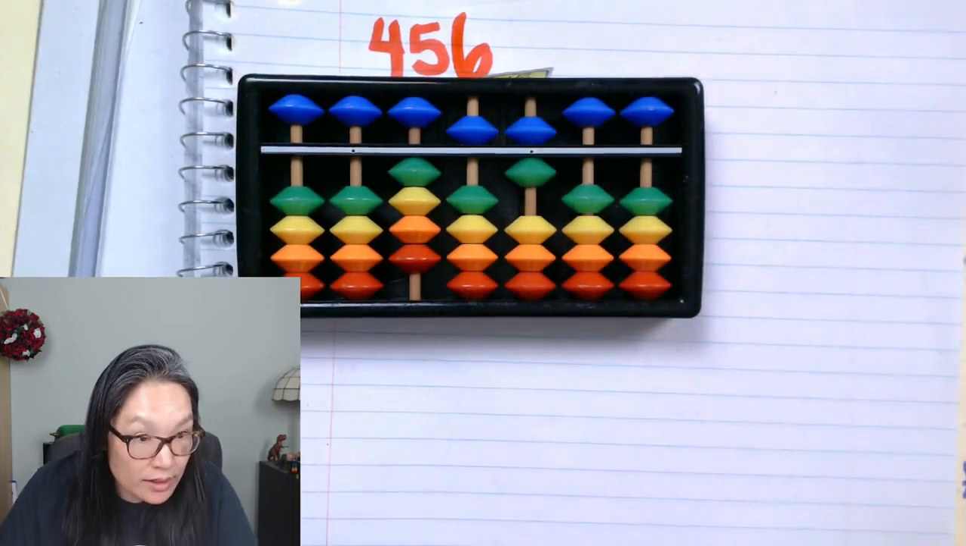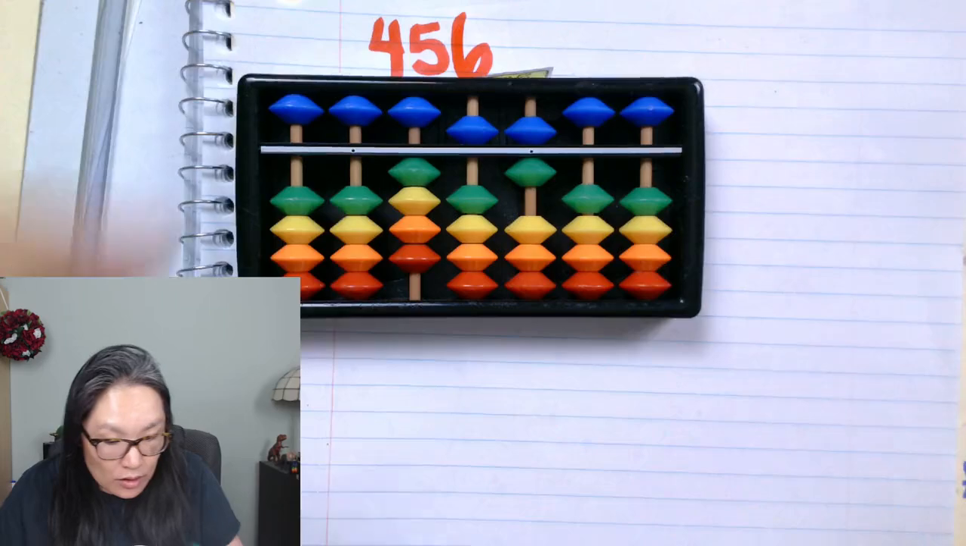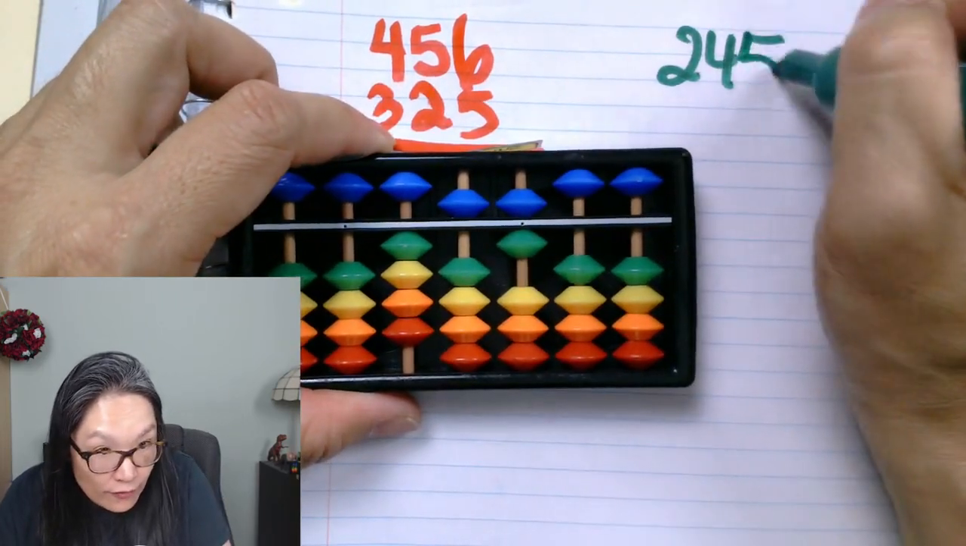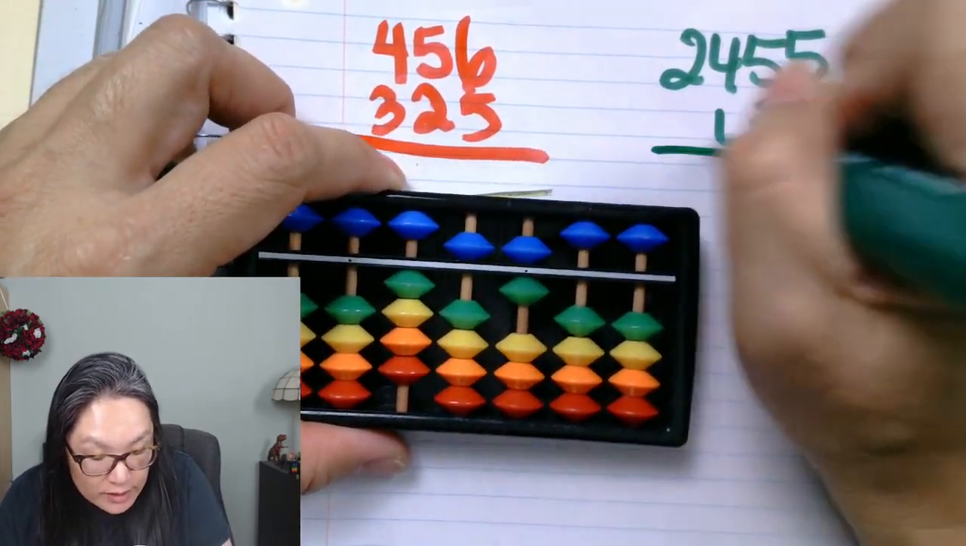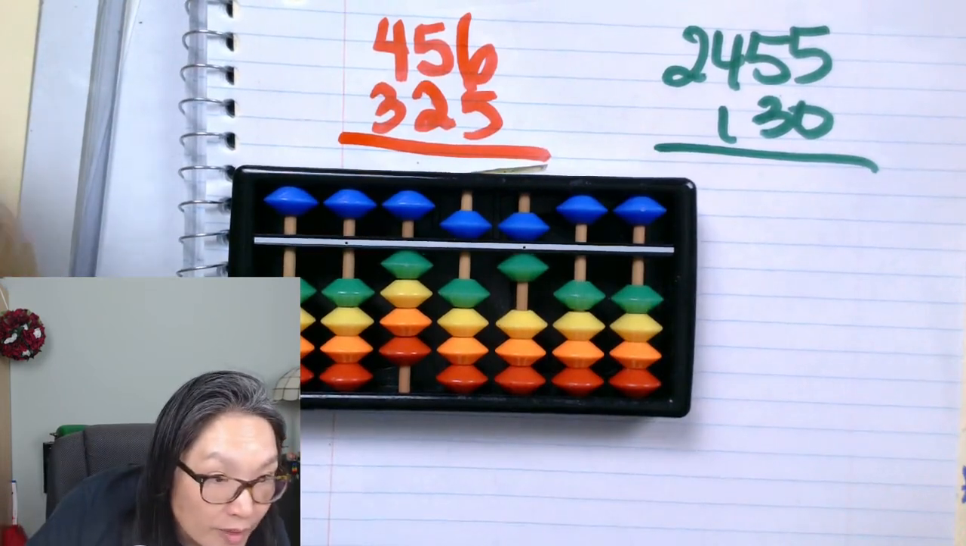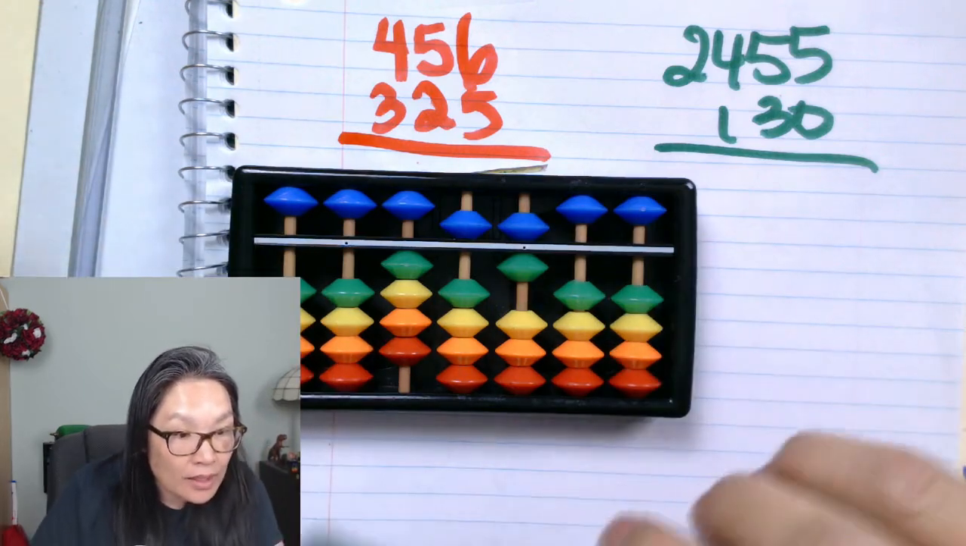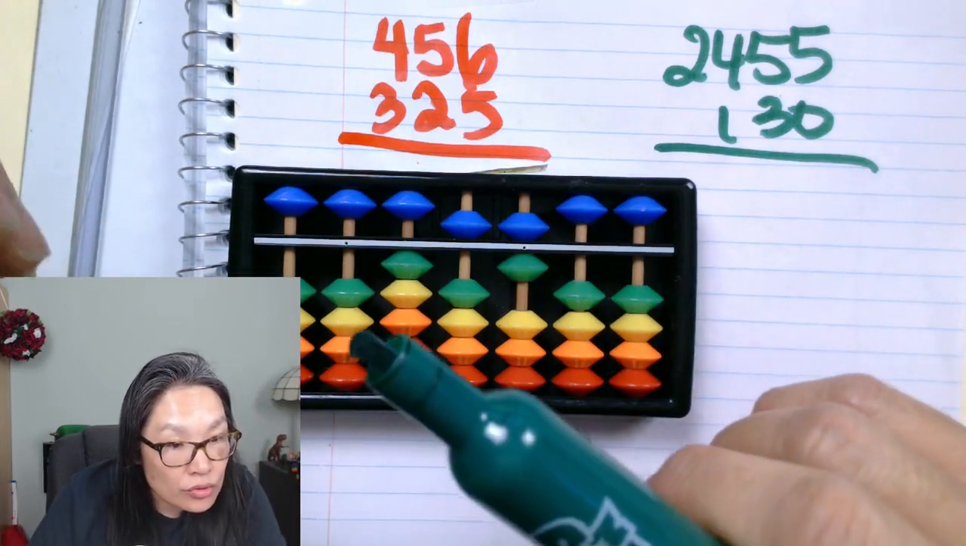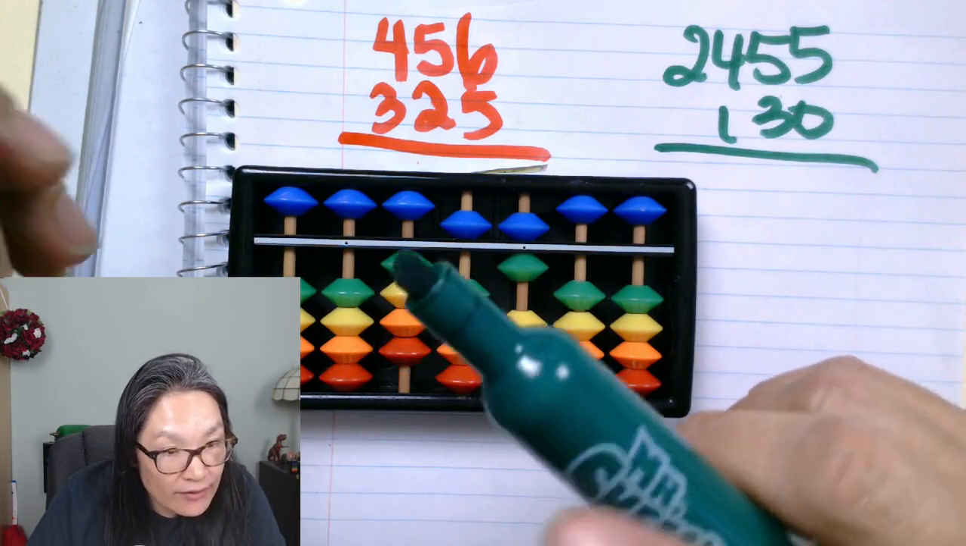Oh, what I need to do, before I forget, is 2455130. Yeah. So if the top beads is 5, the bottom beads are 1. Yes, exactly. How do you do 7 minus 3?